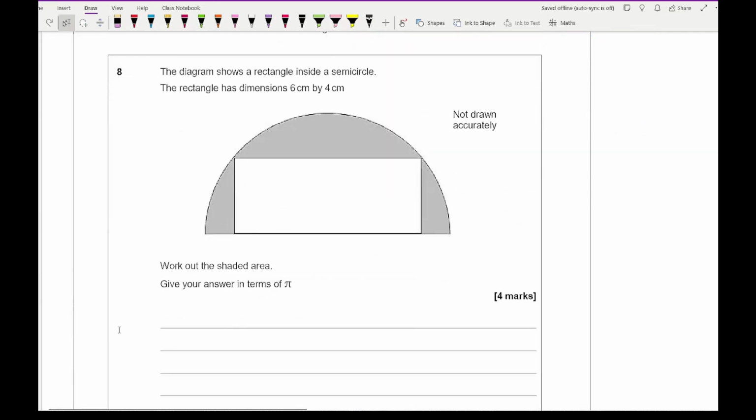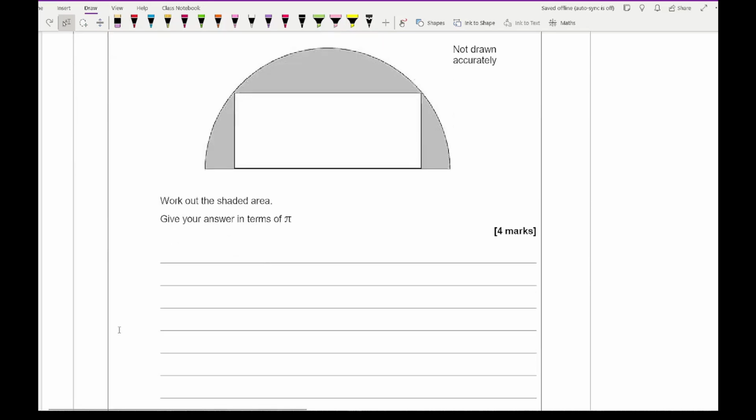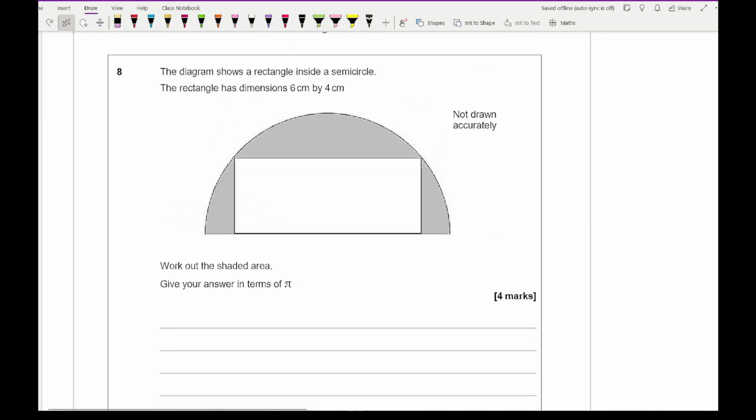Then moving on to question 8, it says the diagram shows a rectangle inside a semicircle. The rectangle has dimensions of 6 by 4. Work out the shaded area, give your answer in terms of pi. So for this, we know that this length here is 6, and we know that this length here is 4.